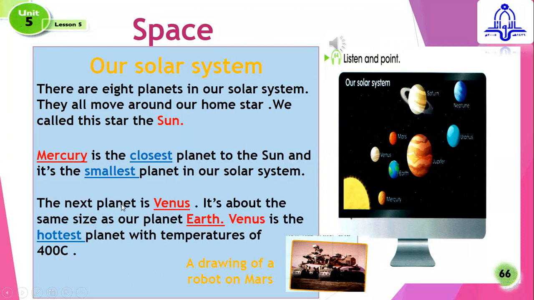Again, the next planet is Venus. It's about the same size as our planet Earth. Venus is the hottest planet with temperatures of 400 Celsius.